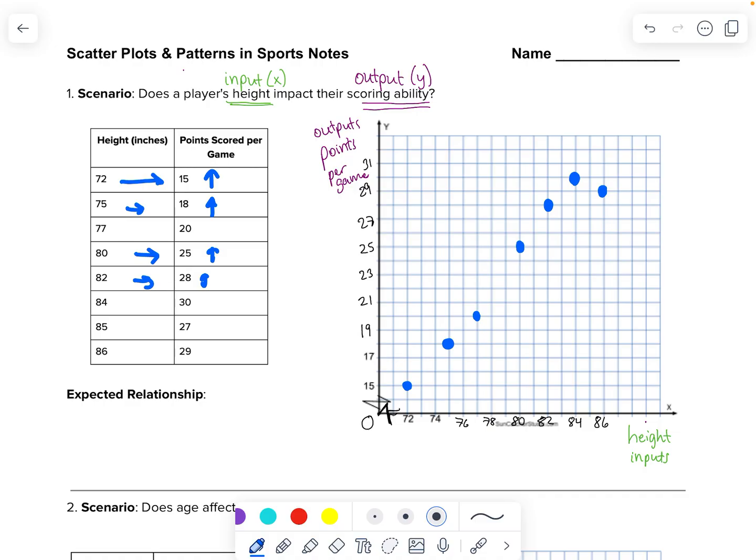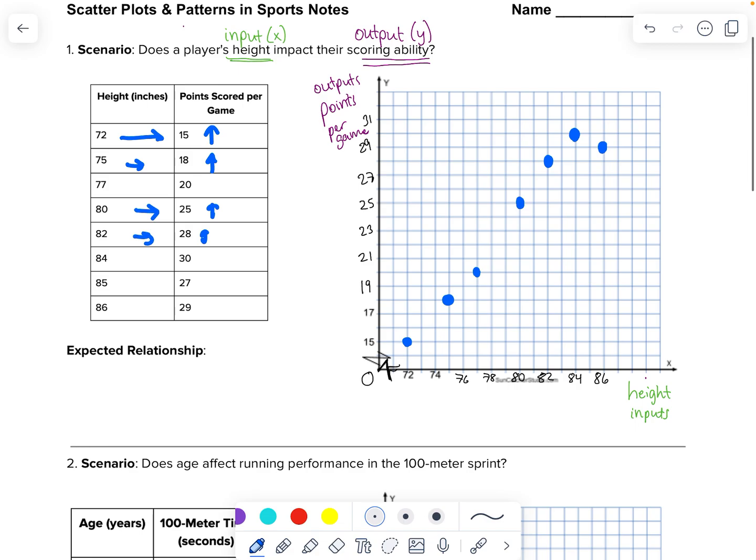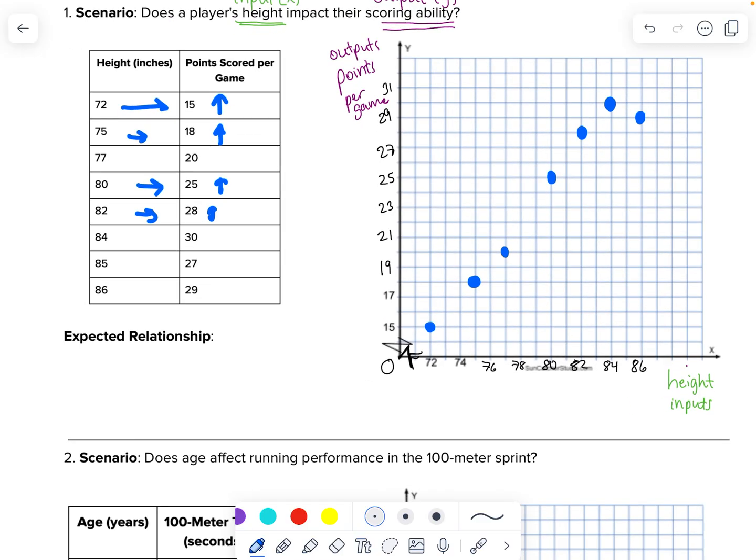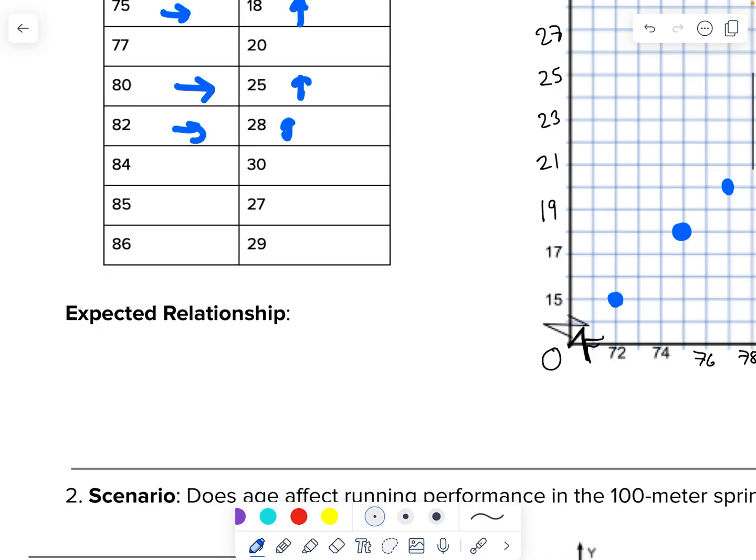Okay, so now that we can get a visual for these values, these different heights and points per game scored by each player, what do you think the relationship is? We want to use words like positive, negative, or no relationship. That's what we're looking for.